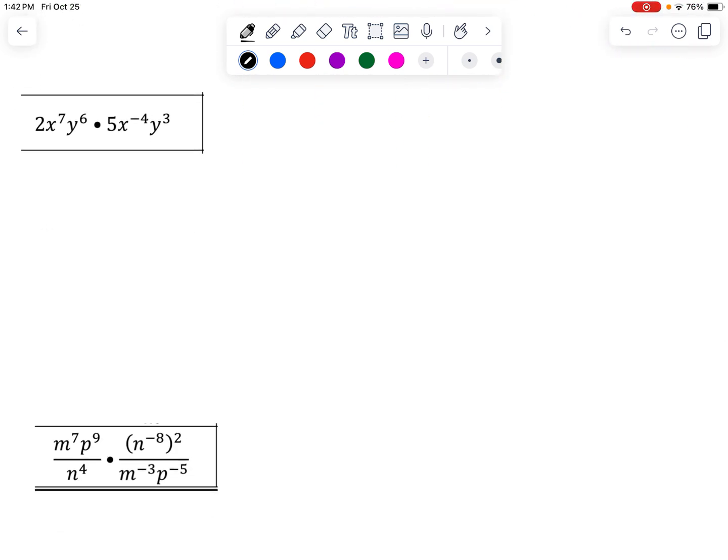All right, the next one, we have 2 expressions being multiplied. So here is another good chance or opportunity to use that fence post so that they can see that when we're multiplying, we can really just start combining the expressions. So here I'm going to have a 2 and a 5, an x and an x, and a y and a y. Those are my terms and coefficients. So I'm going to start with the coefficients, 2 times 5. And then I'm going to go to the x's. I have x to the 7th times x to the negative 4th. And then y is y to the 6th times y to the 3rd.